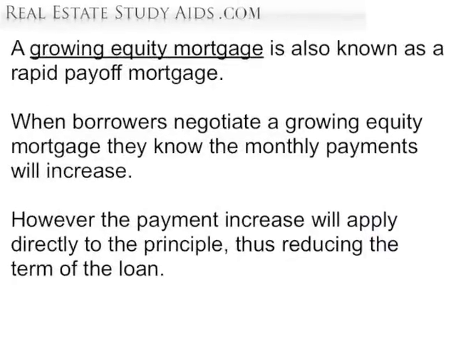A growing equity mortgage is also known as a rapid payoff mortgage. When borrowers negotiate a growing equity mortgage, they know the monthly payments will increase. However, the payment increase will apply directly to the principal, thus reducing the term of the loan.